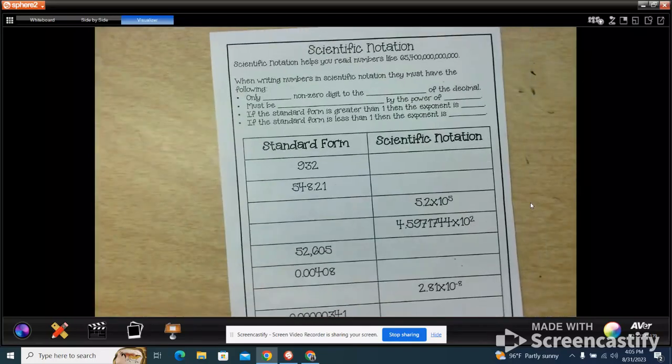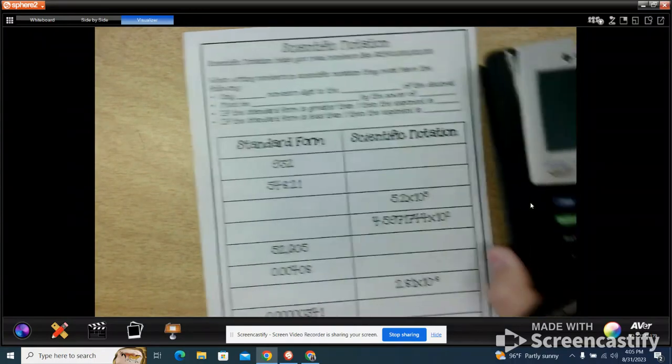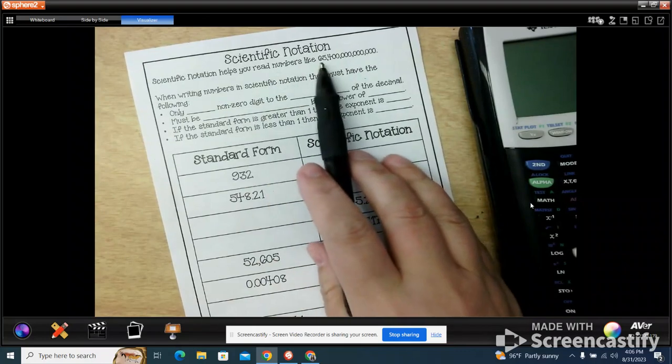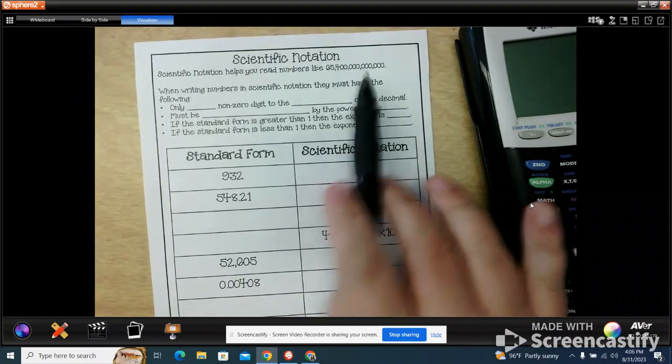All right, today we're going to learn about how to do scientific notation. You will need your calculator to do this, so I'll show you also how to do that. So scientific notation helps you read numbers like this one listed below. So we've got really big numbers.